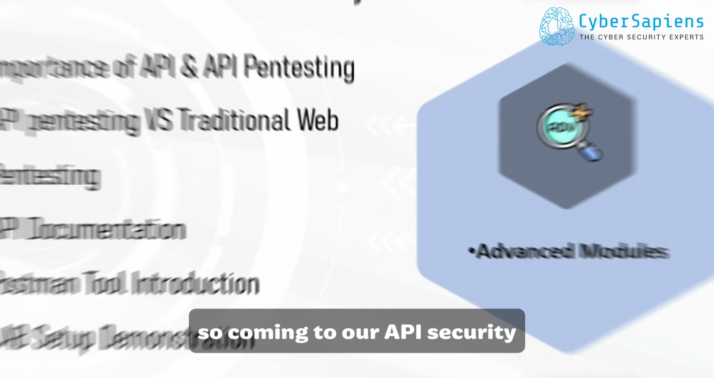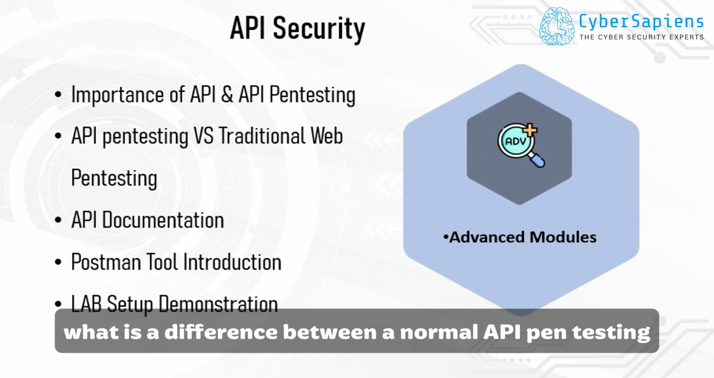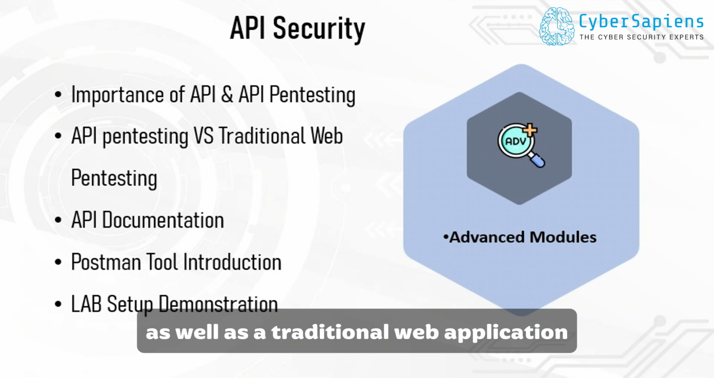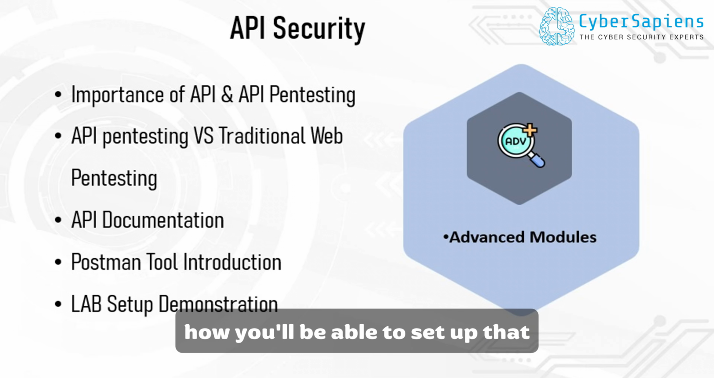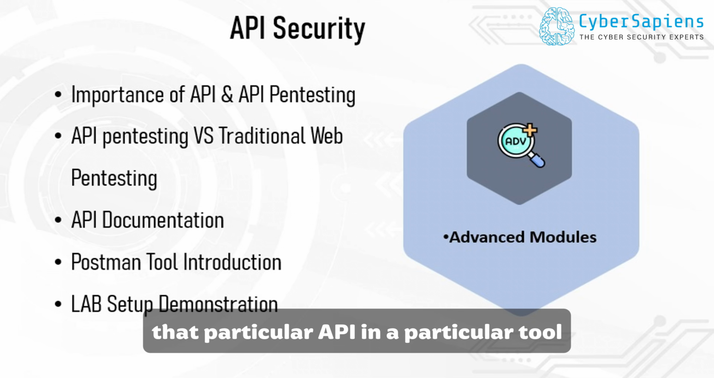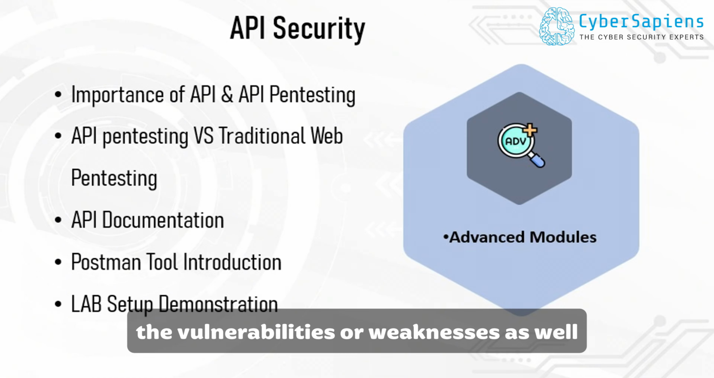Coming to our API security, first we'll see what is the importance of API and API pen testing. Along with that, what is the difference between normal API pen testing and traditional web application penetration testing, and also API documentation, how you will be able to set up that particular API in a tool such as Postman. We'll also be giving you a lab where you'll be able to demonstrate the vulnerabilities or weaknesses as well.